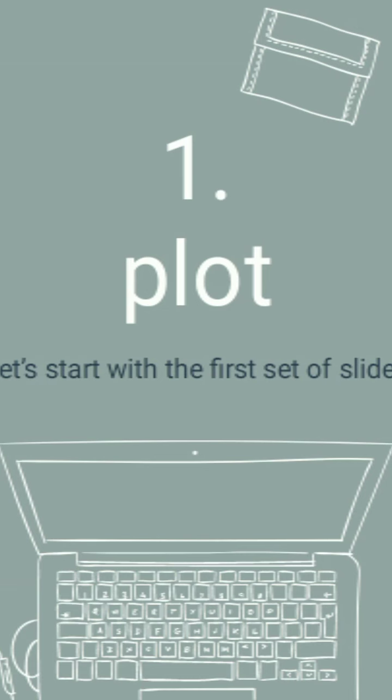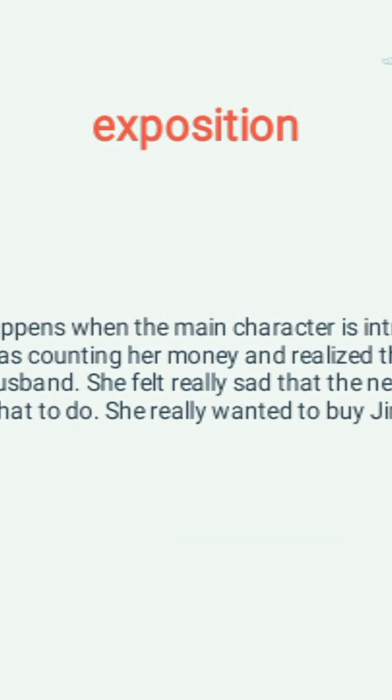Here we go. The first is the plot. Exposition. Exposition is the introduction of characters in a story, and it can be interpreted starting from the situation in the story.